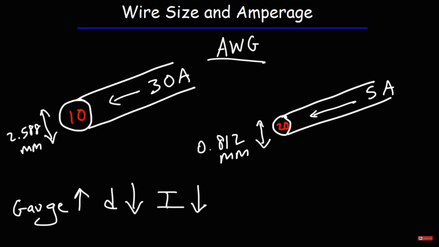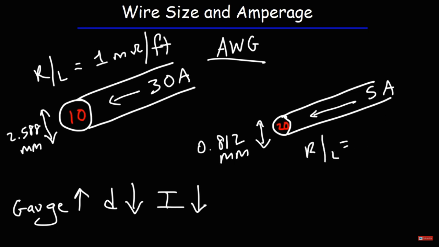Now the other thing we need to talk about is the resistance per unit length. The resistance per unit length of a wire with a size of 10 is 1 milliohm per foot, whereas the resistance per unit length for a wire with a size of 20 is 10 milliohms per foot. So as the wire gauge increases in value, the resistance per unit of length increases as well.